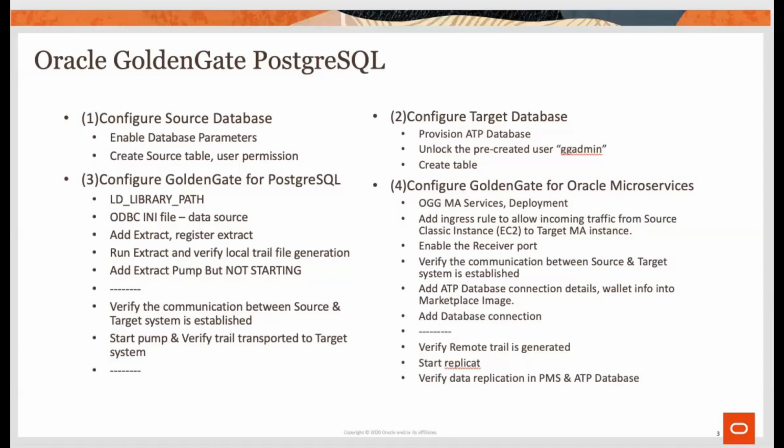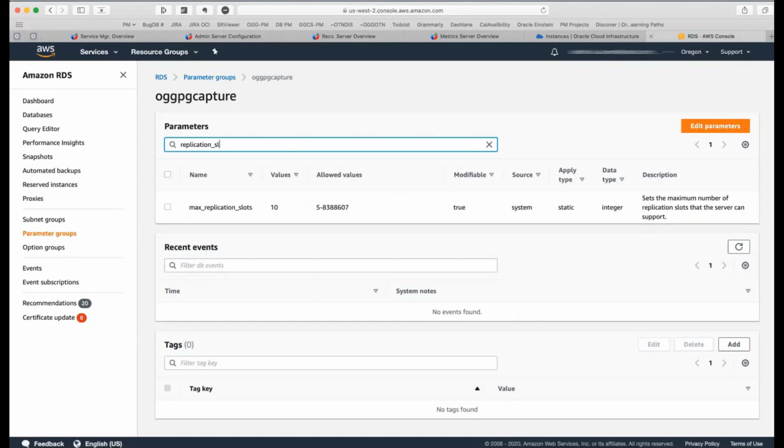Okay, so these are the steps that I would be performing during the demo, and I just wanted to highlight those steps. So the overall four categories: the configuration of the source, the configuration of the target database, the configuration of GoldenGate and the related path over there for the PostgreSQL, and the configuration of the GoldenGate for Oracle on the microservices. So now let me show you the configuration of the source database and target database.